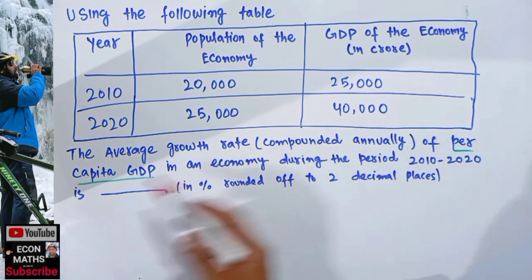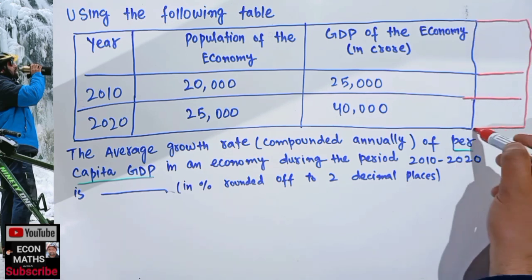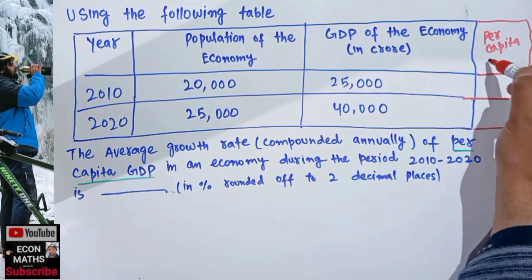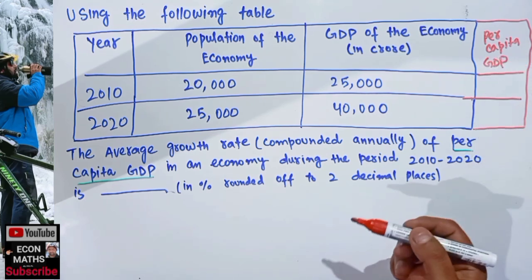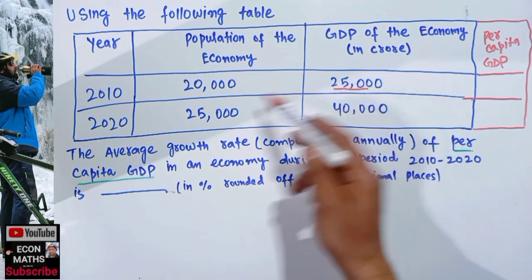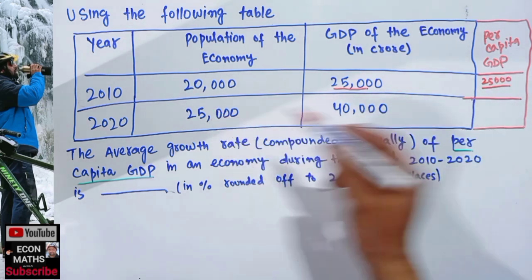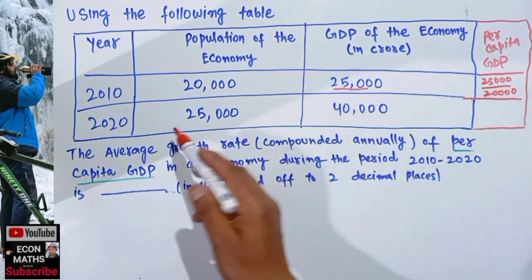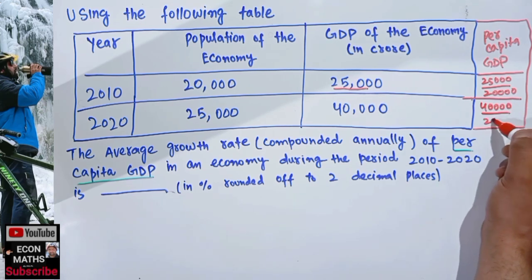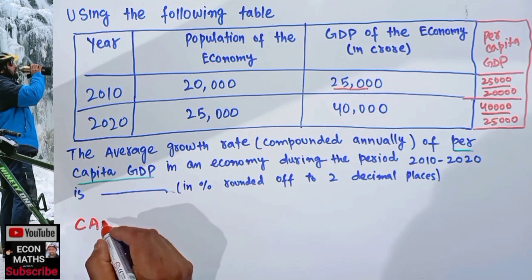First we need to find the per capita GDP, so let's add another column here, per capita GDP. Per capita GDP is simply total GDP divided by total population. That means 25,000 divided by 20,000, and similarly per capita GDP in 2020 will be 40,000 divided by 25,000. Now how do we find the compound annual growth rate?